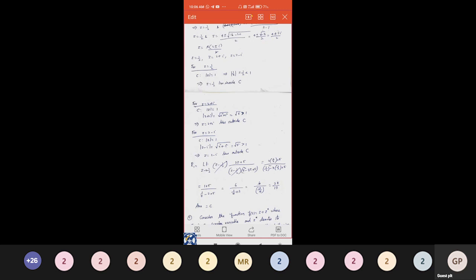Now simplify the numerator and denominator. Numerator, 1 plus 5 is 6. Denominator, minus 2 plus 5 is plus 3, so 1 by 4 plus 3. Simplify the denominator again. You do the cross multiplication, you will get 12 plus 1 by 4, which is 13 by 4 in the denominator. Numerator is 6. So now 6 into 4 is 24 by 13. So the answer is 24 by 13, which is nothing but option C.